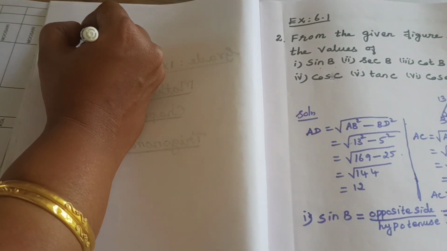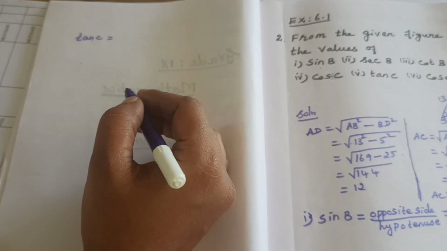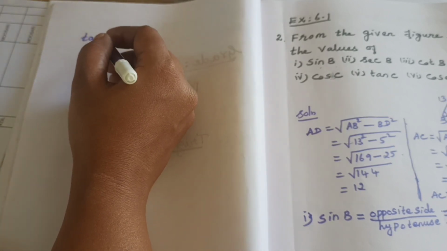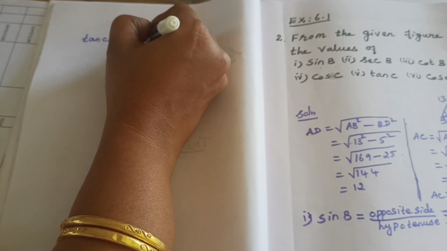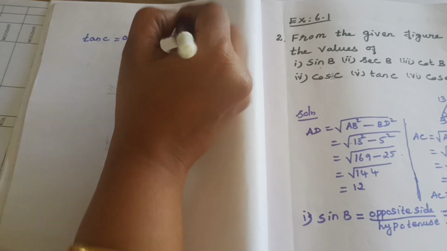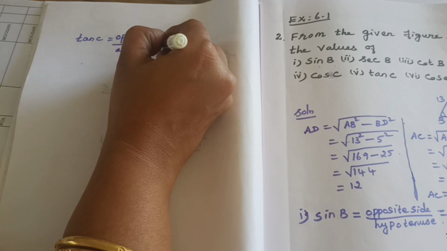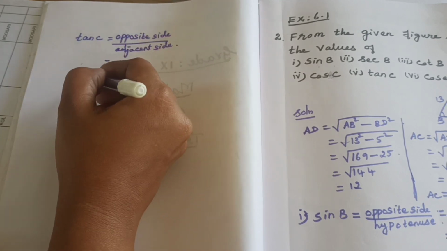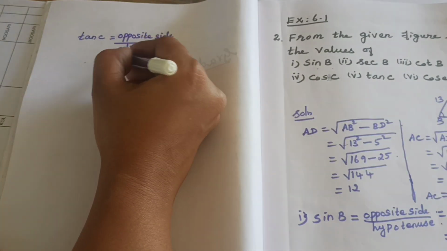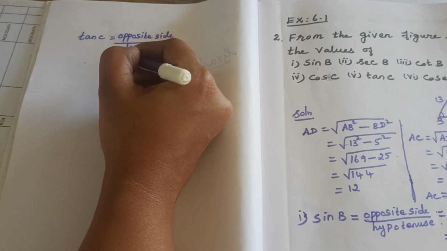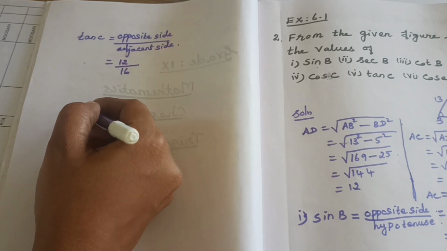So tan C is equal to, what's the formula? You say the tan formula. Opposite side divided by adjacent side. Here which is the opposite side? AD is the opposite side, isn't it? That means 12, divided by the adjacent side, which is 16. Correct?